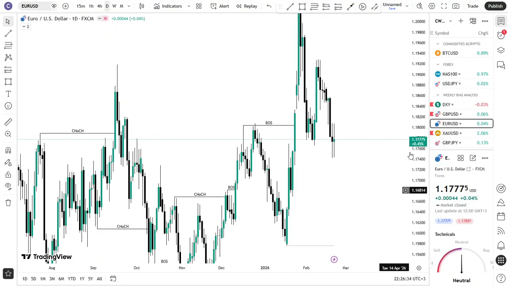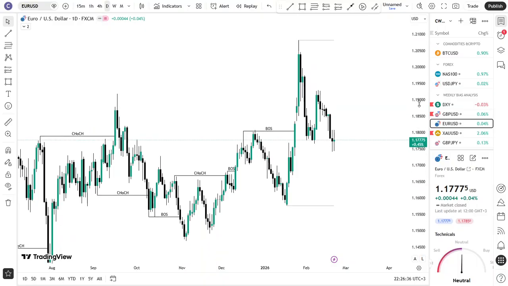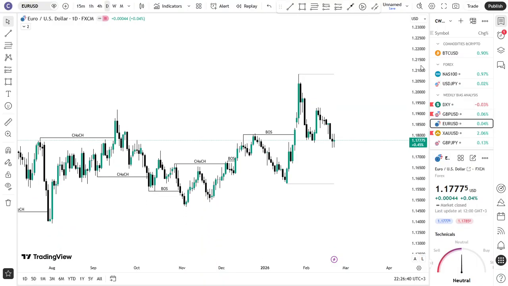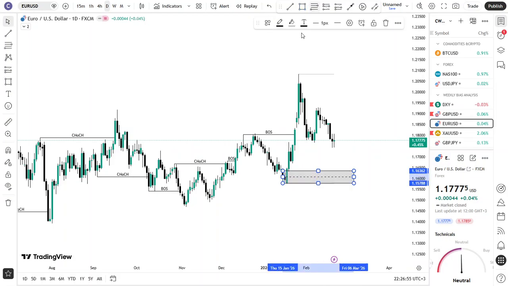And whenever we see DXY going, I've said DXY is bearish overall on the daily. That means that euro is going to be bullish. So we can see we had this break of structure here. We have our first OB, and also we have our second OB.